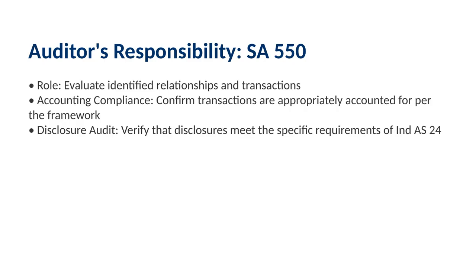Now bring in the auditor's perspective. According to SA 550, Related Parties, our job as auditors is to evaluate whether these identified relationships and transactions have been appropriately accounted for and disclosed according to the financial reporting framework.